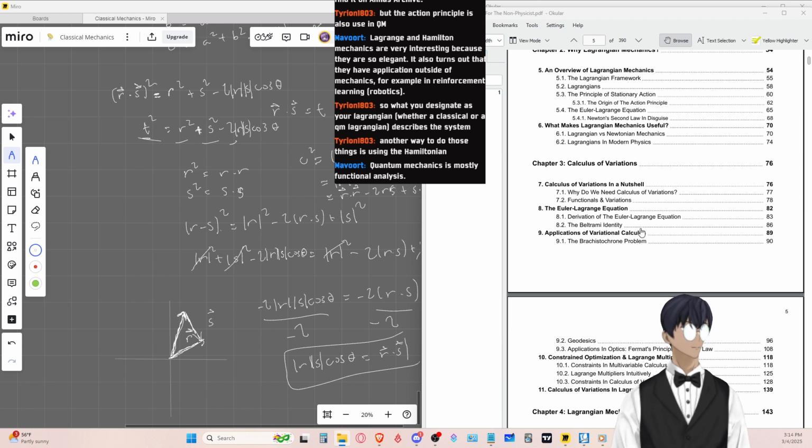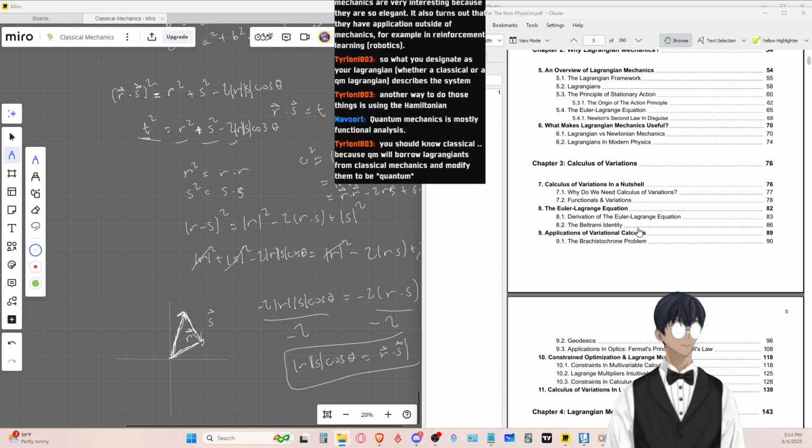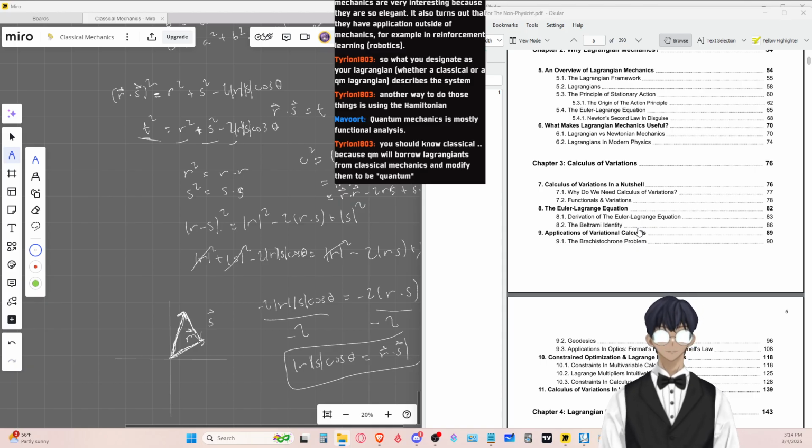Quantum mechanics is mostly functional analysis. Oh, really? Interesting. I did not know that. You should know classical because quantum mechanics will borrow from classical. Yeah, that's what I figured. Because you actually have to know the actions of the things that happen physically in front of you, along with the things that are happening at small scales.